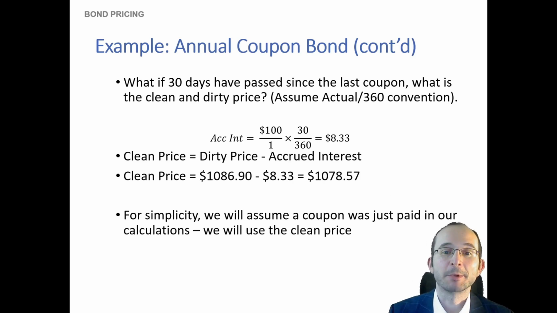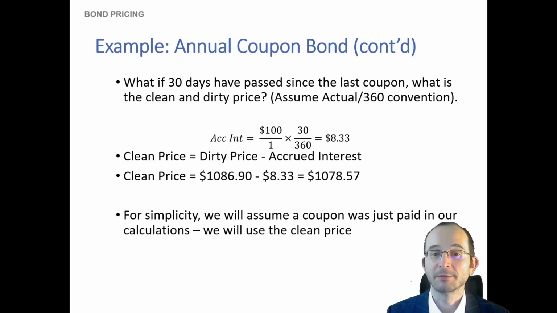Now, what's the clean price of this bond? Remember, the dirty price is clean plus accrued interest. Well, that means that the clean is dirty price minus accrued interest. So if the dirty price of the bond 30 days after the last coupon was paid is 1086.90, we subtract 8.33 in accrued interest, and it gets us a clean price of 1078.57.